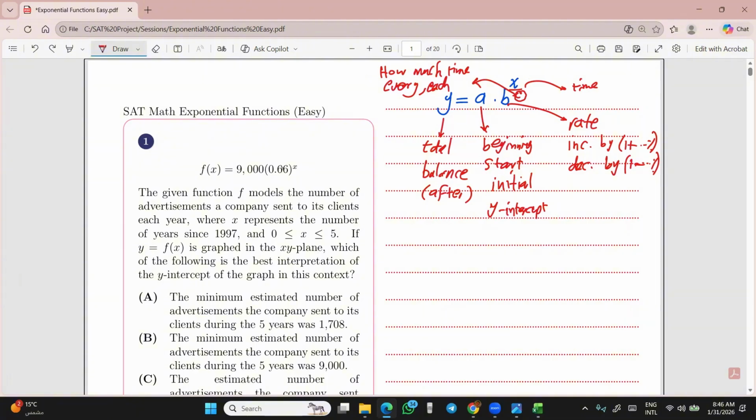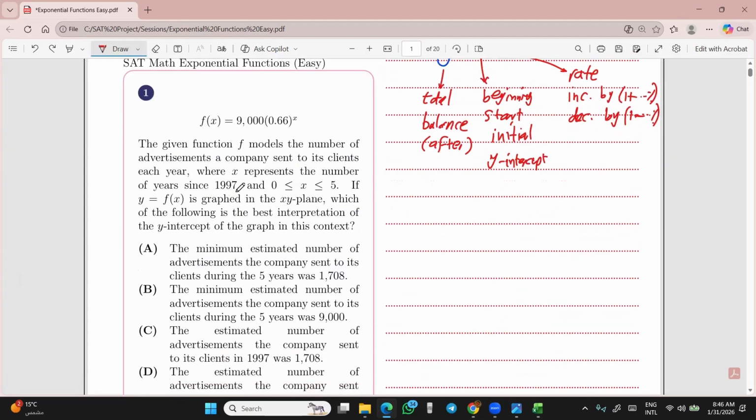Question number 1. f of x is equal to 9,000 times 0.66 to the power of x. The given function f models the number of advertisements a company sent to its clients each year, where x represents the number of years since 1997, and x is greater than or equal to 0 and less than or equal to 5. If y is equal to f of x is graphed in the xy plane, which of the following is the best interpretation? Be very careful about this word. Interpretation means the meaning. What is the meaning of the y-intercept? What does the y-intercept refer to?